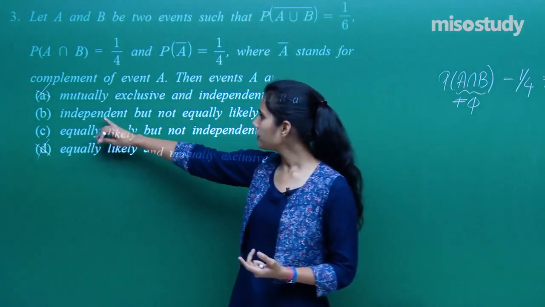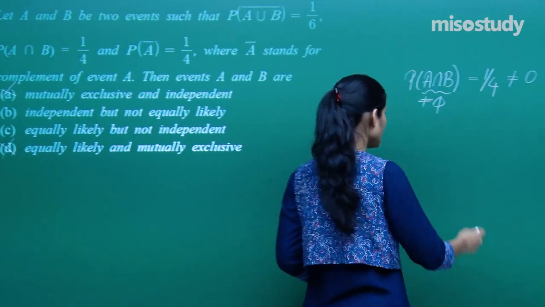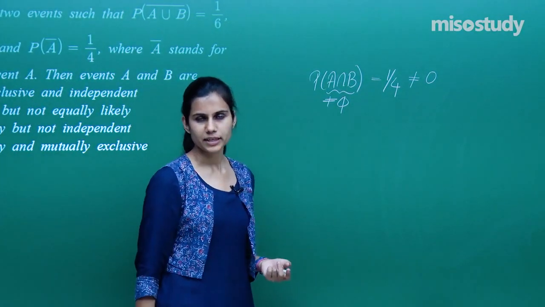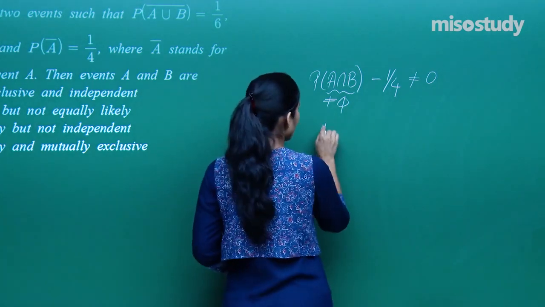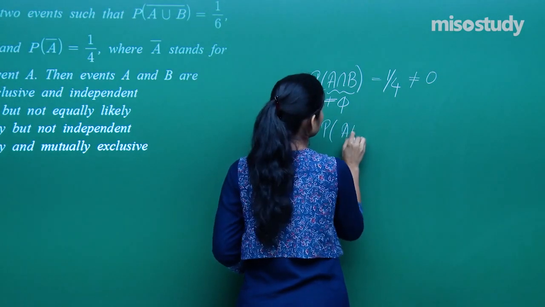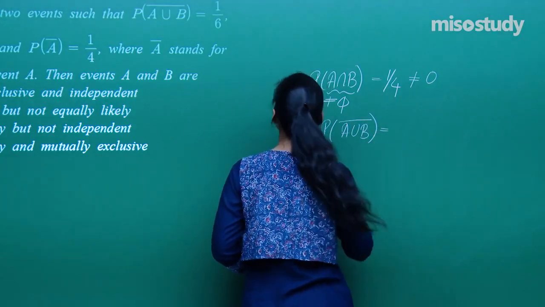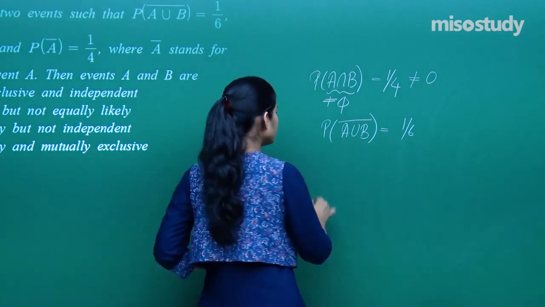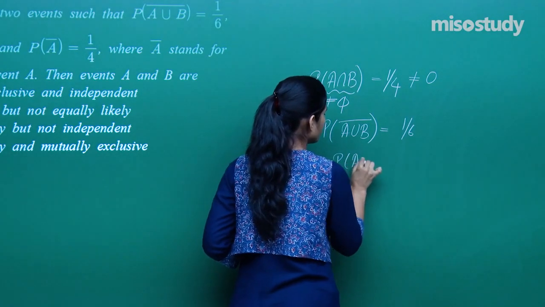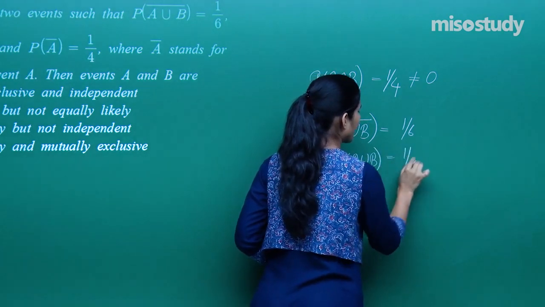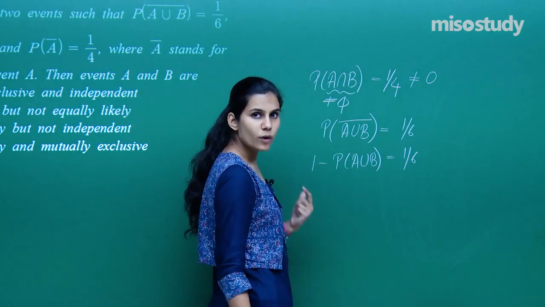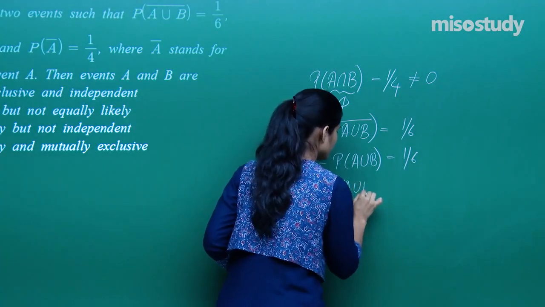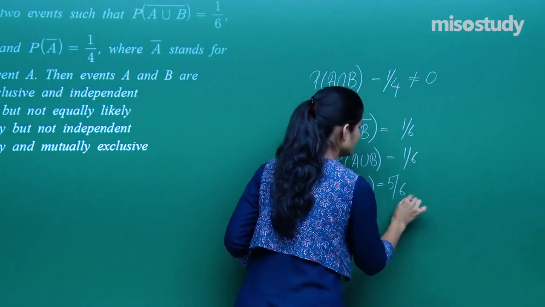Now, I need to understand whether they are independent or not. For that, we need to show probability of A intersection B is equal to probability of A into probability of B. That is something that we need to show. Now, I am given probability of (A union B) whole bar is 1 by 6. Probability of not happening of A union B is same as 1 minus probability of happening of A union B. So, probability of A union B becomes 1 minus 1 by 6, which is 5 by 6.